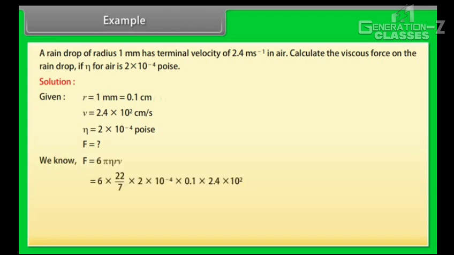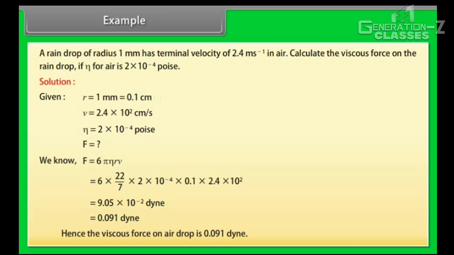Putting their respective values in the above equation, on calculating we get F is equal to 9.05 into 10 raised to the power minus 2 dyne, which is equal to 0.091 dyne. Hence, the viscous force on the raindrop is 0.091 dyne.